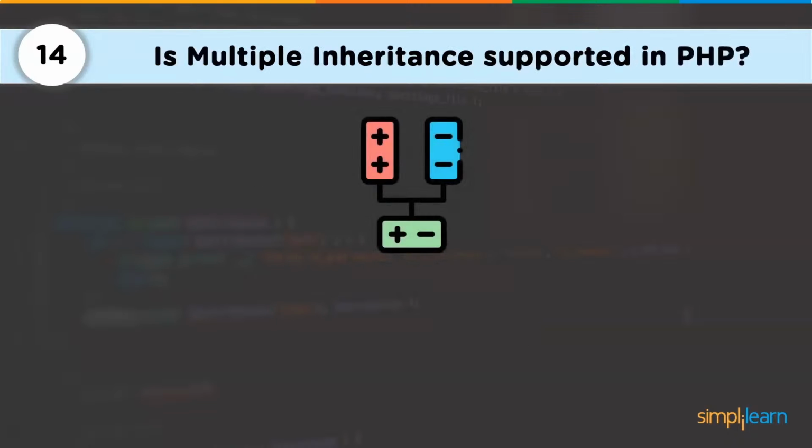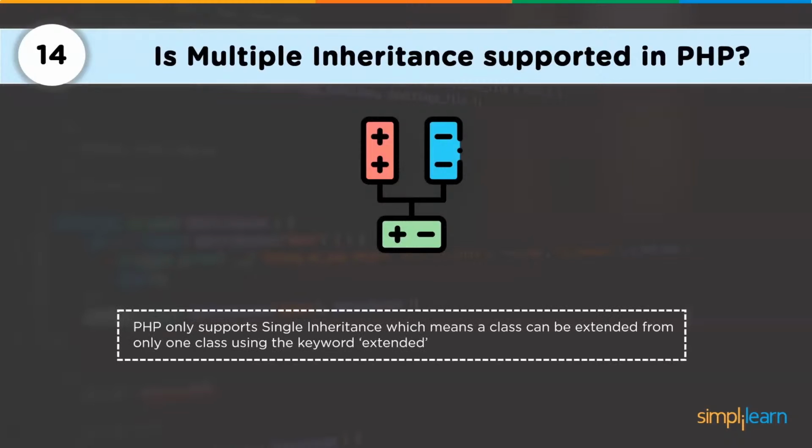Next, is multiple inheritance supported in PHP? So PHP only supports single inheritance, which means a class can be extended from only one class using the keyword extends.